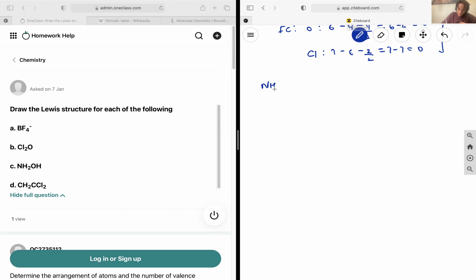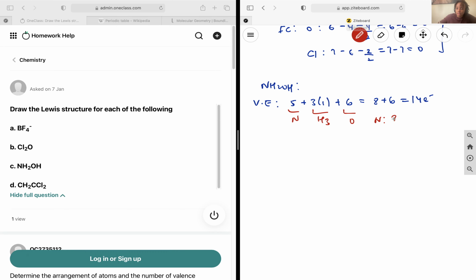We have NH2OH. Again, count the valence electrons first. We're going to have 5 plus 3 by 1 plus 6. This is going to give us 8 plus 6, which is just 14 electrons. We can label these. This is N, H3O. Let's figure out what our central atom is going to be.